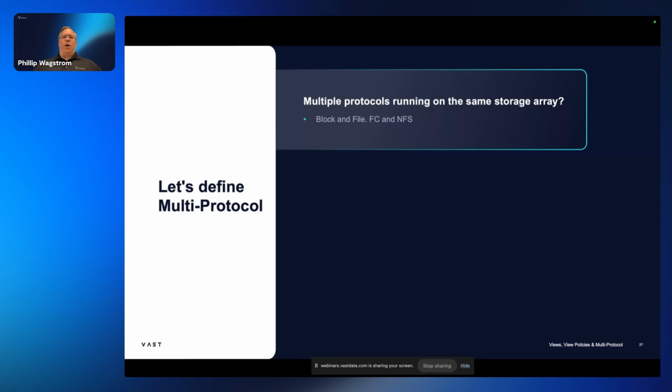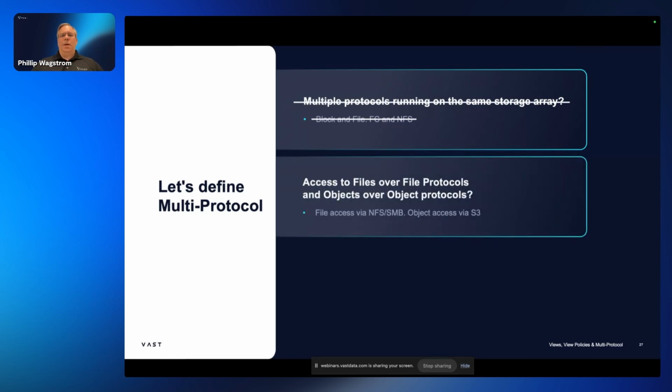Are we talking just about running multiple protocols on the same storage array? I've got files, I've got blocks, I've got objects on that. And no, we want to do more than that. Do I want to be able to access files over only file protocols and objects only over object protocols, meaning S3 is off by itself?